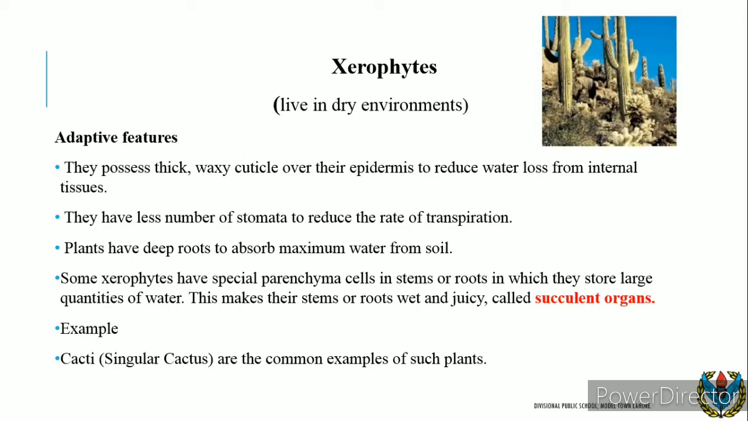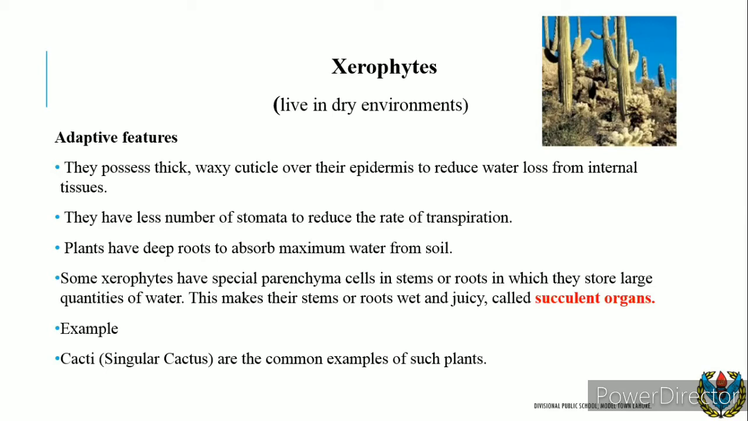Secondly, they have a smaller number of stomata to restrict the loss of water from the plant tissues, or to reduce the rate of transpiration. Plants have developed roots to absorb the maximum amount of water from the soil. Next, some xerophytic plants have special parenchymatous cells. These are living cells present in the stem or roots, in which they store a large quantity of water.